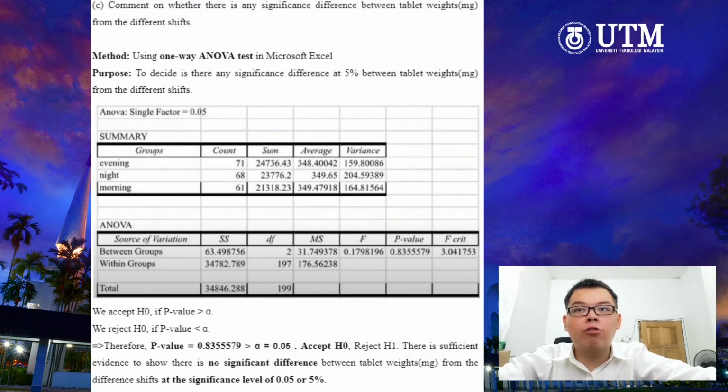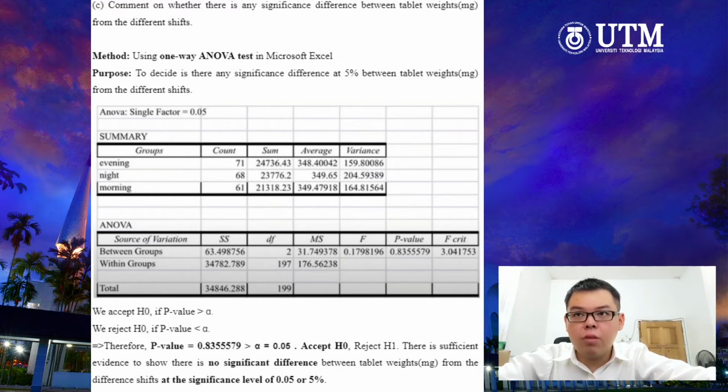We have three types of shifts, evening, night, and morning. Respectively, we have count, sum, average, and variance calculated using Excel as a summary. Then for the ANOVA test, we are using single factor, one way. The source of variation is between groups, within groups, and total. The sum of squares has been calculated using Excel, and also the degrees of freedom, mean square, the F value, P value, and the F critical.